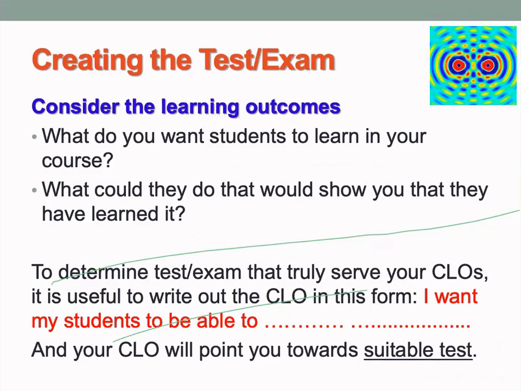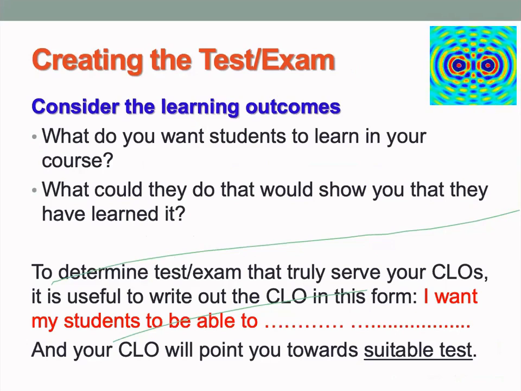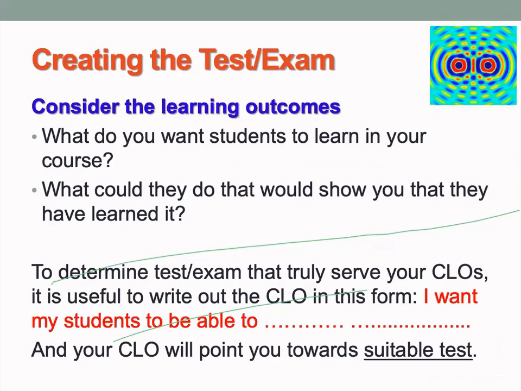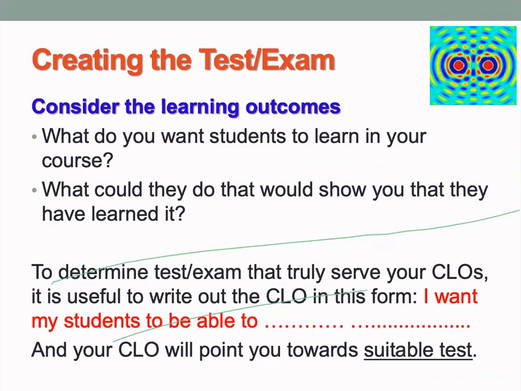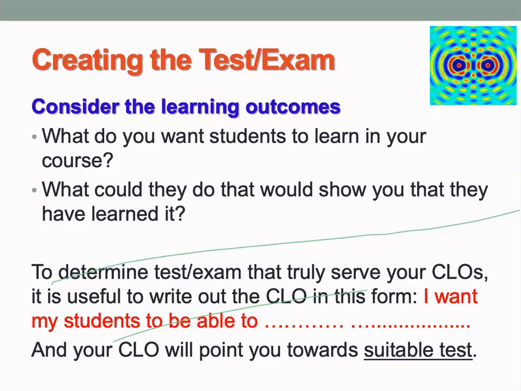So now, for example, how to create the test or exam. The first thing we have to consider is the learning outcome. It is always the learning outcome. In our mind it must always be about the learning outcome first. We have to answer the question: what do we want the student to learn in our course? What could they do that will show you that they have learned?